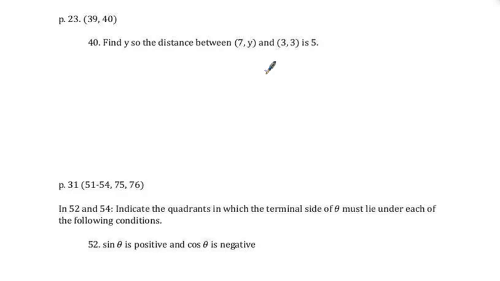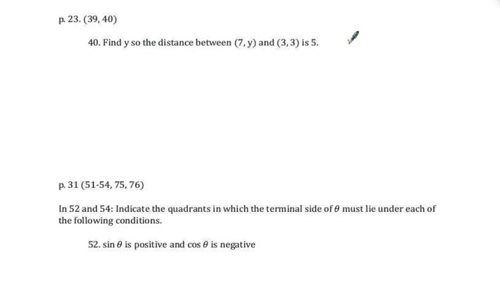On to section 2 now. Page 23, there's a couple problems for you there in chapter 1. We're going to look at number 40 right now. Find y so that the distance between the two given points, with a missing y value in one of them, equals 5. So we need the distance formula.